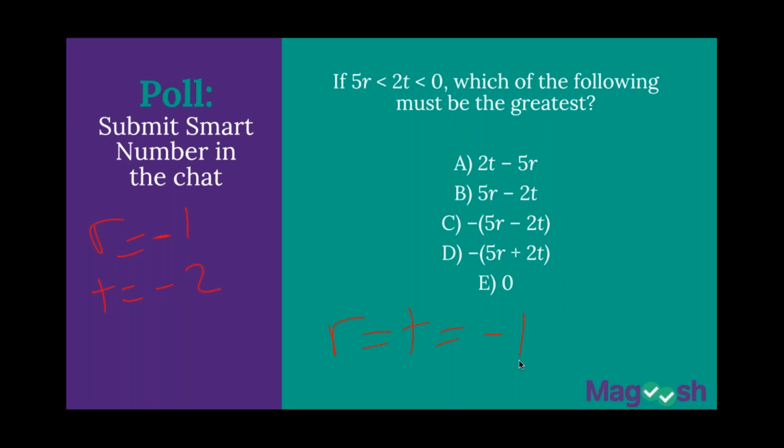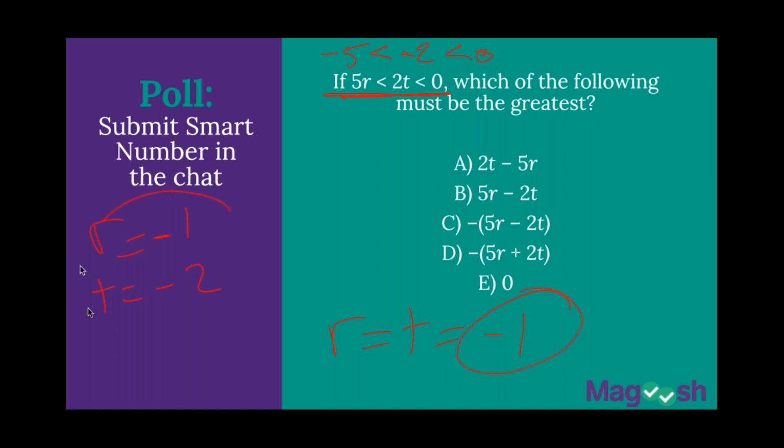The only thing that needs to be true when we choose our numbers is that the rule of the question, the constraints, must be true. We must observe that. If we were to plug in -1 for r and t here, we would observe that. If we plug in -1 for r, we get -5. If we plug in -1 for t, we get -2. And if we complete our inequality here, -5 is less than -2, which is less than 0. And so this is the easiest number that we can test here.